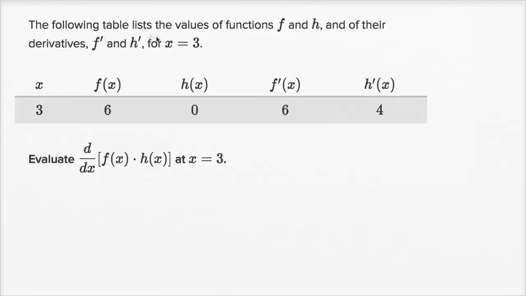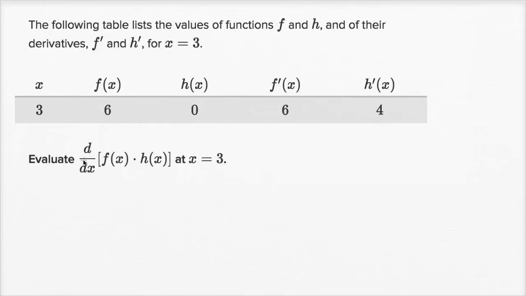The following table lists the values of functions f and h and of their derivatives, f prime and h prime, for x equal to 3. So all this is telling us is that when x is equal to 3, the value of the function f of 3 is 6, h of 3 is 0, f prime of 3 is 6, and h prime of 3 is 4.